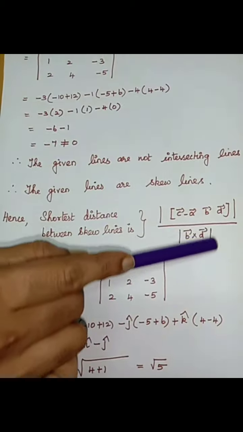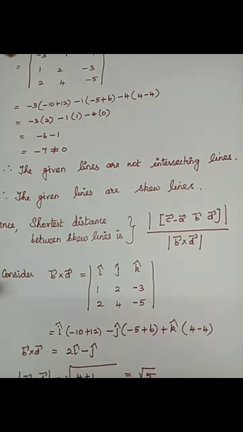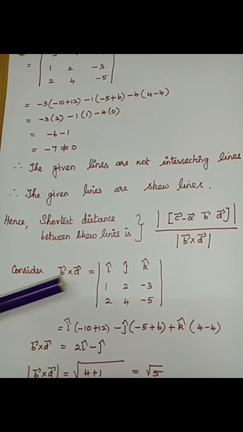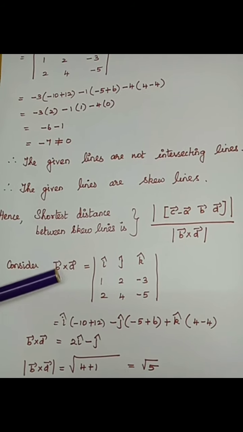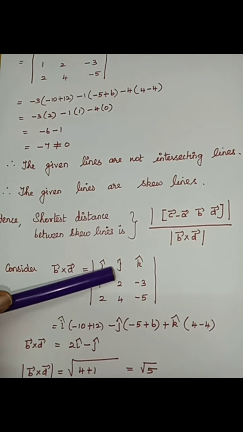Before writing the absolute value, that is modulus, first you have to find out b vector cross d vector. So you have to evaluate the cross product. It is also a determinant. In the first row you have to write i, j, k.